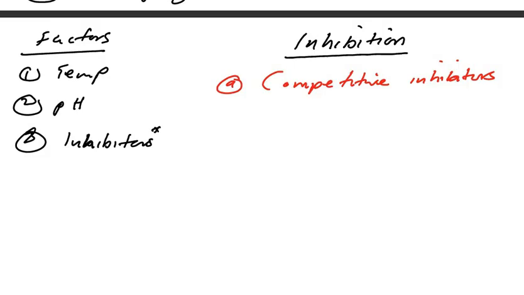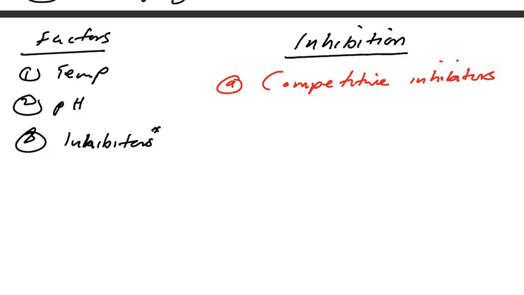From the word competitive, it simply means this inhibitor is going to compete with a substrate. The inhibitor molecule blocks the active site so that the substrate has to compete with the inhibitor to attach to the enzyme. It limits the rate at which the substrate finds its way to the active site. These are what we call competitive inhibitors.